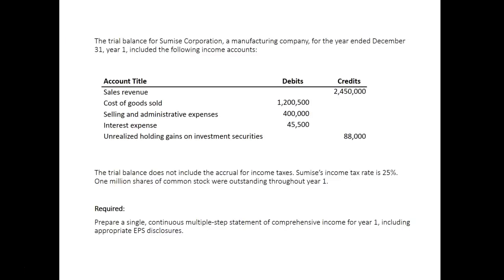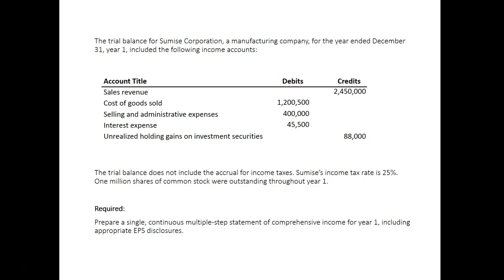Let's take a look at exercise 4.4. The trial balance for Sumais Corporation, a manufacturing company, for the year ended December 31st, year 1, included the following income accounts. The trial balance does not include the accrual for income taxes. Sumais' income tax rate is 25%. 1 million shares of common stock were outstanding throughout year 1. So we're to prepare a single, continuous, multiple-step statement of comprehensive income for year 1, including the earnings per share disclosures.